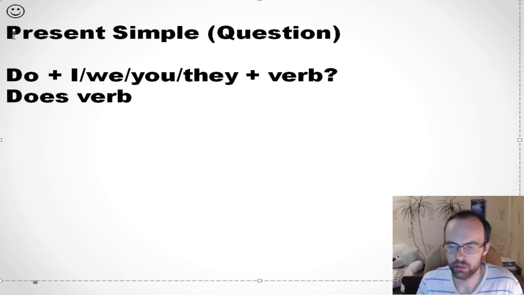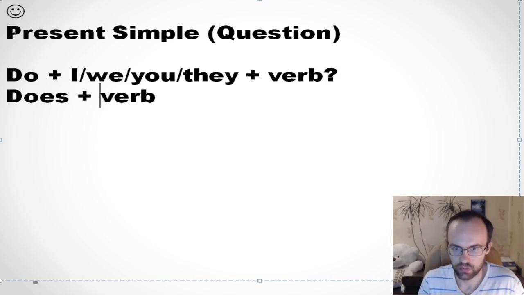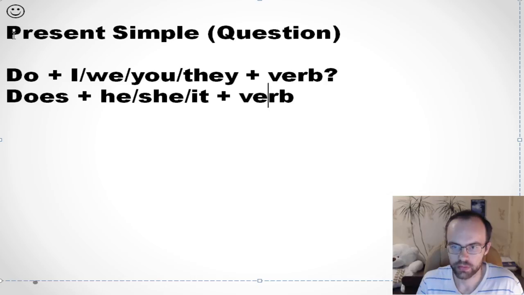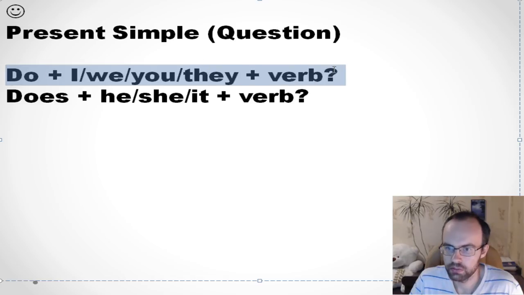When do we put does? With he, she, it. You see, do: I, we, you, they, plus verb. Does: he, she, it, plus verb. Okay.